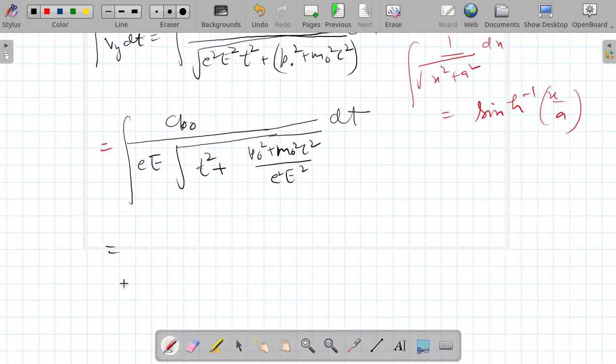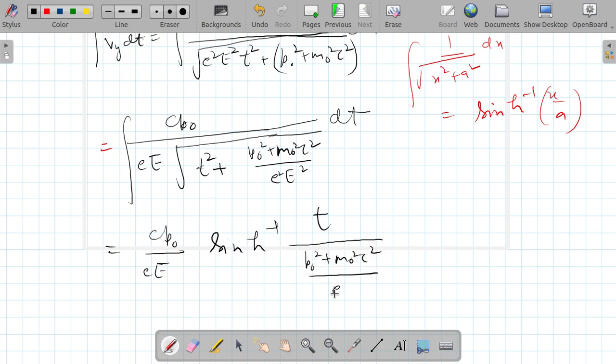So keeping this formula in mind, this can be expressed as Cp naught upon EE sine hyperbolic inverse, where in place of x, t is sitting, and in place of a, this term is sitting. So it is p naught square plus m naught square c square divided by e square, under e square, whole under the root. Good.